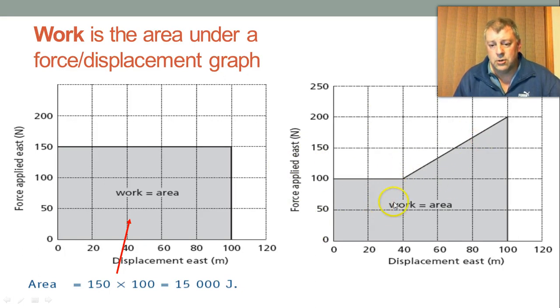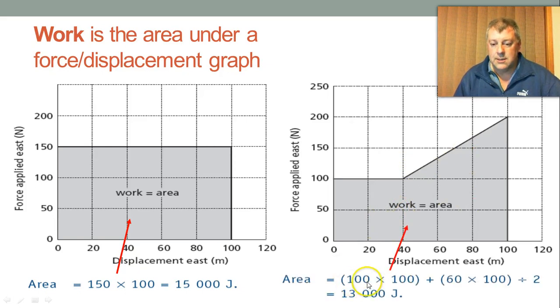And we divide and conquer into shapes so that we could work out this shaded area. And so this time they did 100 by 100, so they did this rectangle here, and then they did a rectangle 60 by 100, so that's that rectangle there, and then they halved it to get the triangle, and they got 13,000 joules.